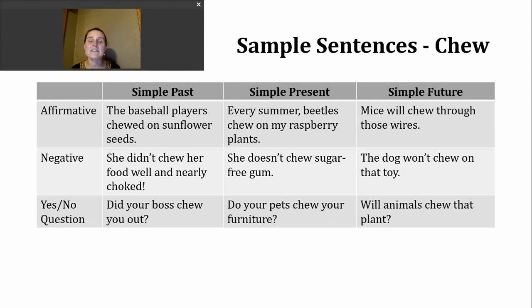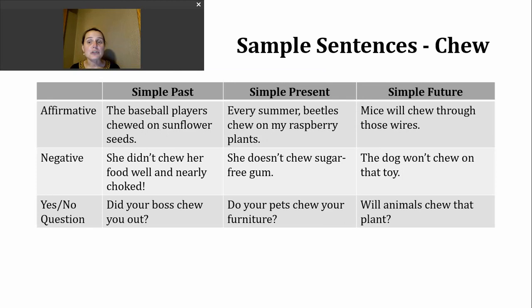If I had just been talking about one beetle, right, then I would have used chews. In the negative, to form negative simple present, I'm going to use do not and the base verb, or does not and the base verb. Here's an example. She doesn't chew sugar-free gum. If I want to make a question in the simple present, I'm going to start with do or does, then I'll have my subject, and then the base verb. Here's an example. Do your pets chew your furniture?